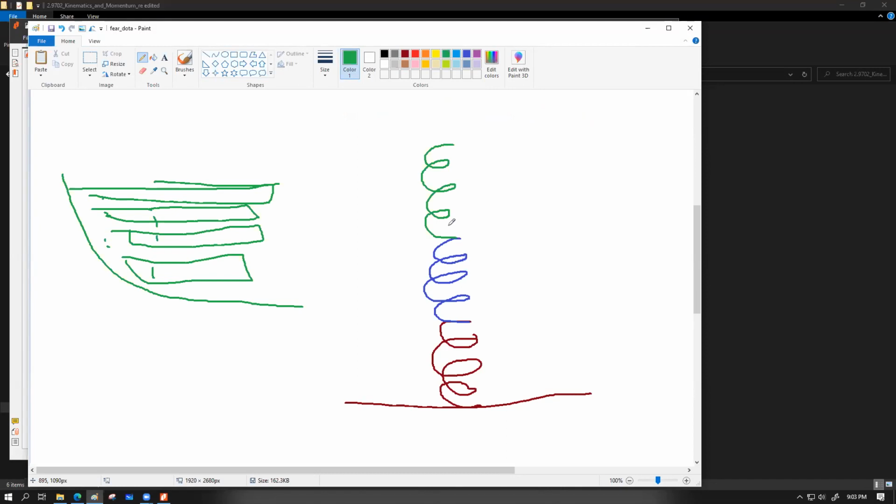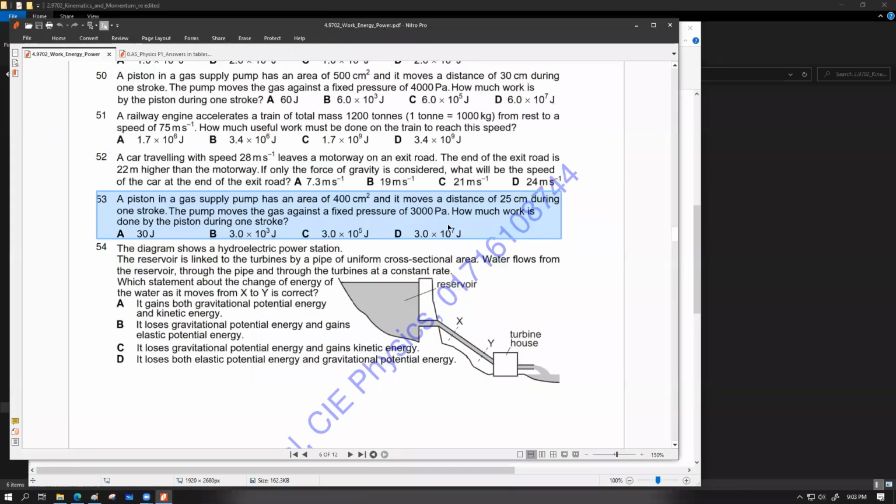So from X to Y, the water gains elastic potential energy. The water has elastic potential energy from the top level all the level below this part. From X to Y, it does not gain anything, but the value of elastic potential energy is lower over here. Value of elastic potential energy is higher over here. So as the water travels from X to Y, it gains additional elastic potential energy while losing GP.